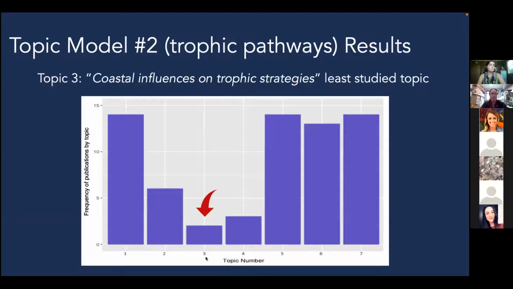Distribution of this topic, so topic number on the X, frequency of publications per topic on the Y. Topics 1, 5, 6, and 7 were evenly distributed here with the most publications per those topics. Again, now it's topic number 3, coastal influence on trophic strategy, was the least studied topic.